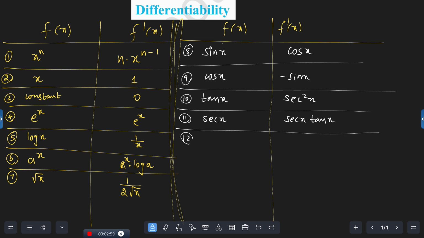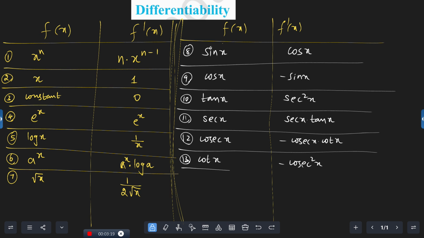And cosecant x derivative is minus cosecant x into cot x. That is the formula. And 13th one, cot x. Cot x, what is that? Minus cosecant square x. Minus cosecant square x. All 6 trigonometrical functions I gave. Next, inverse functions. Inverse is sin, cos, tan only.